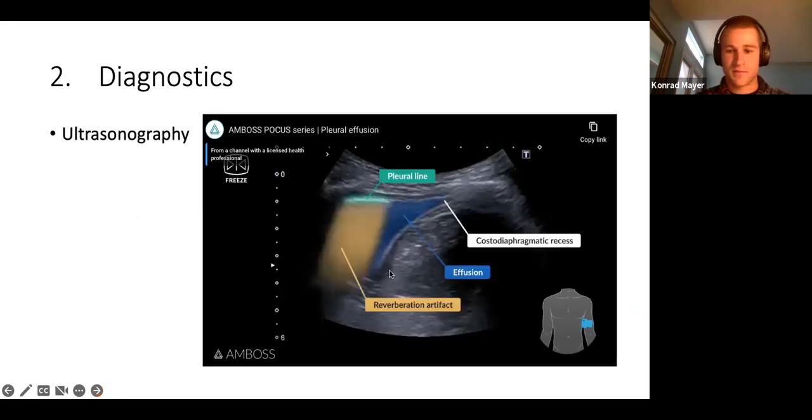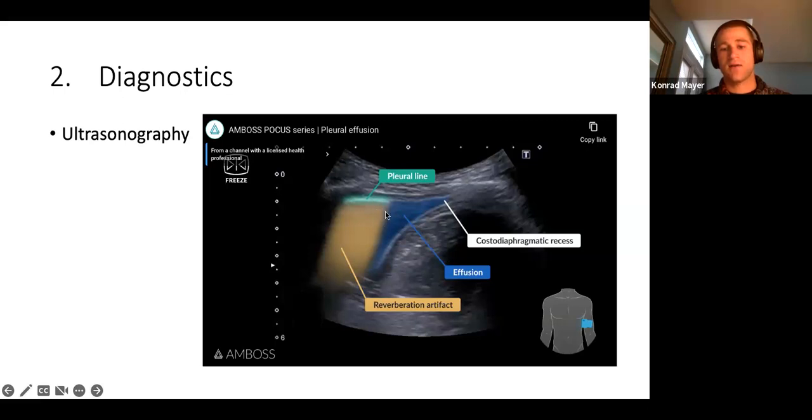And in the overlay, this becomes very clear. This is the effusion, this is the pleural line, and this is the reverberation artifact that is created by lung tissue. And this is that same costodiaphragmatic recess that I was talking about earlier, which should be acutely angled. And right here we can see the part that we don't see on the x-ray because it is filled up with the effusion. So the x-ray only shows the lung going until here, and this is not an acute angle. And that is how we know.